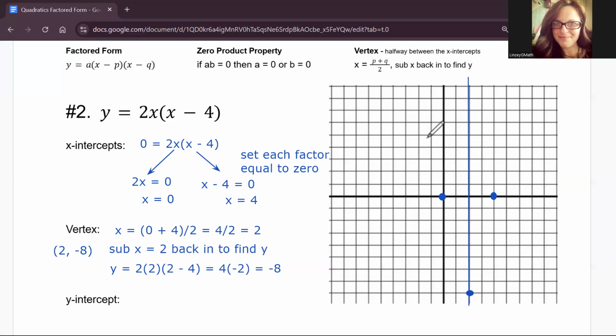The y-intercept is also the x-intercept, 0, 0. Y-intercept, 0, 0.